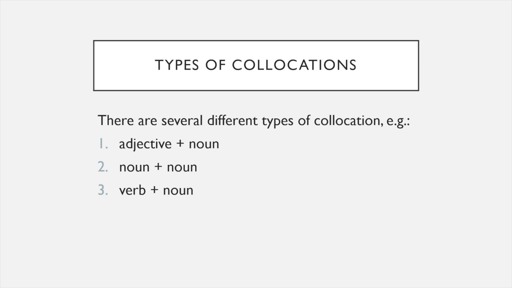Number 3 is the verb-noun combination. These are very common in English. For example, to do research, to make a mistake, or to have fun.